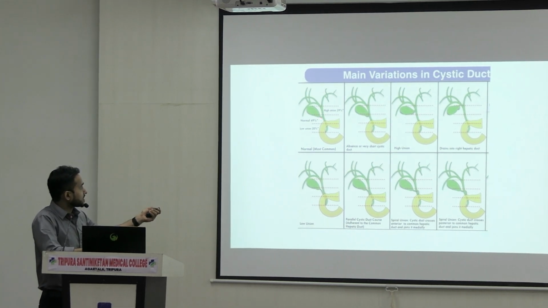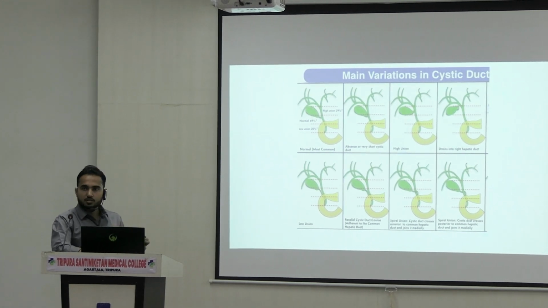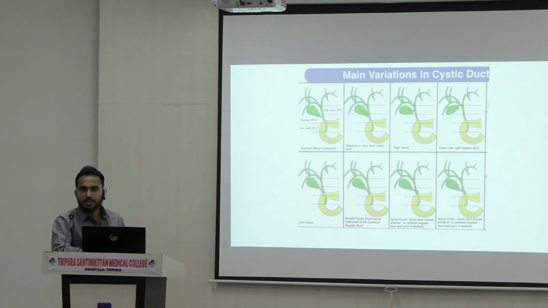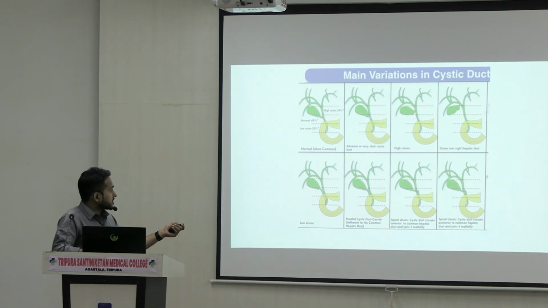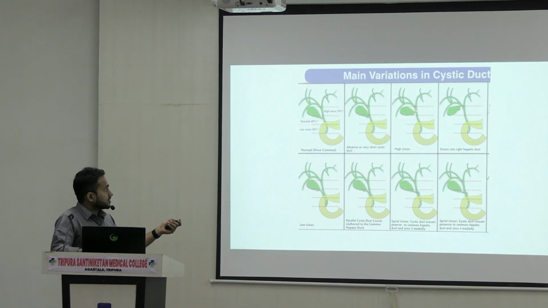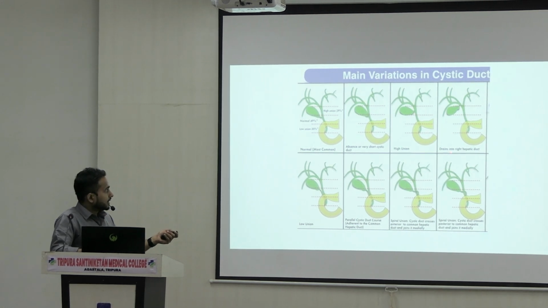From here you can see the cystic duct which is coming and joining, almost normal, in an acute angle with the common hepatic duct. Now here you can see absence or very short cystic duct. You can see the cystic duct is very short. Now the union is not at an acute angle. It drains into the right hepatic duct. You can see it is going into the right hepatic duct, the cystic duct.